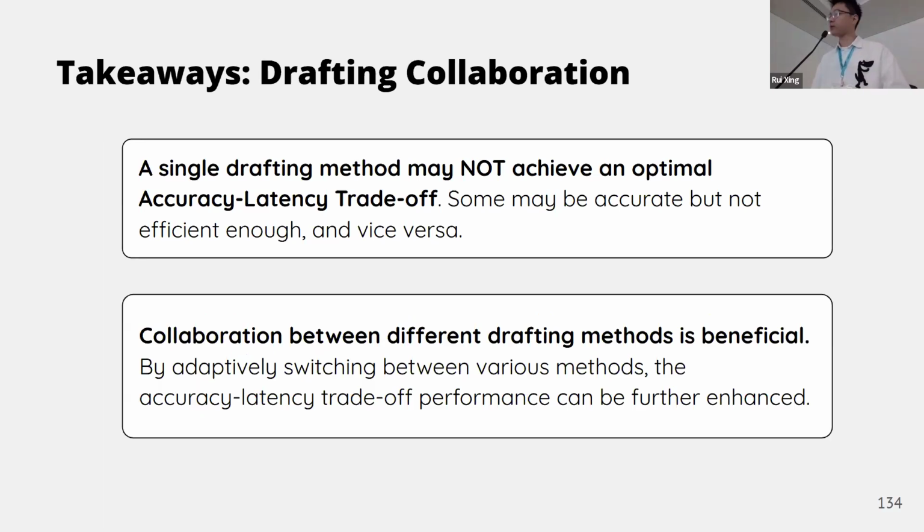Okay, and the second benefit is that the collaboration between different drafting methods brings extra benefits. By adaptively switching between these methods, the accuracy-latency trade-off would be further enhanced. However, we should keep in mind that if you are hosting a service system, you should consider the service complexity of the system. So if the drafting methods are very complex, if it requires switches between different methods, maybe the complexity of your service system will be further increased.